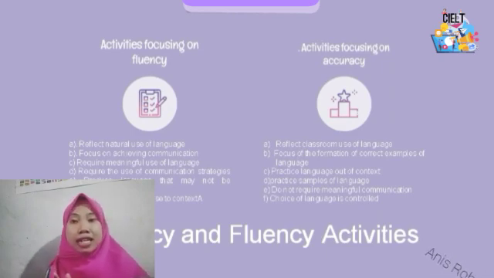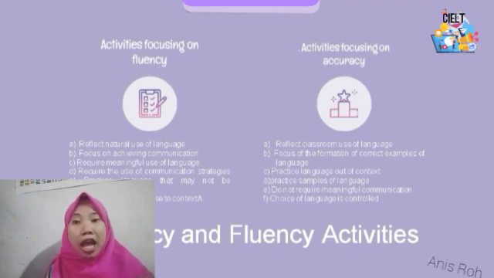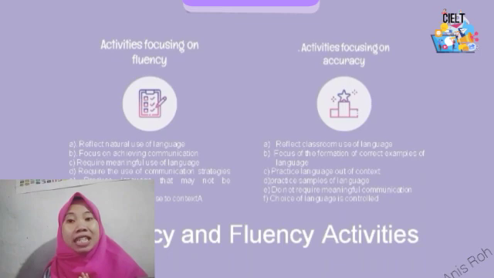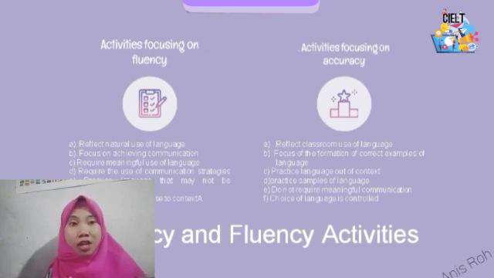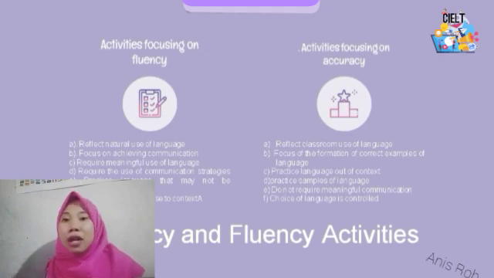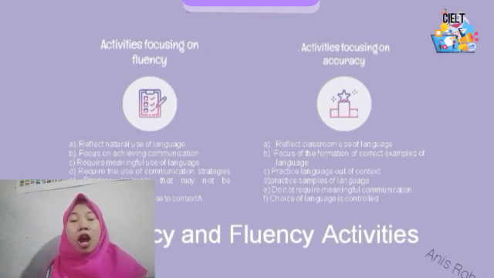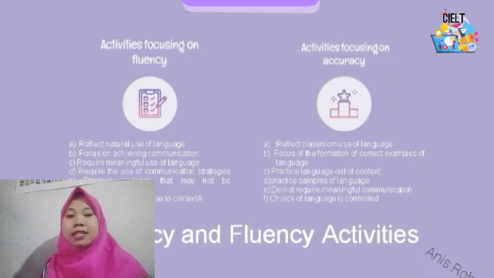And the next is activities focusing on accuracy. Accuracy is reflect classroom use of the language and the focus on the formation of correct examples of the language, then practice language out of context, do not require meaningful communication, and the last is choice of language is controlled. So fluency is about knowledge. We should remember and understand the knowledge of the lesson in every chapter, but in accuracy, we should know how to produce, choice of language is controlled. This is accuracy and fluency in activities.